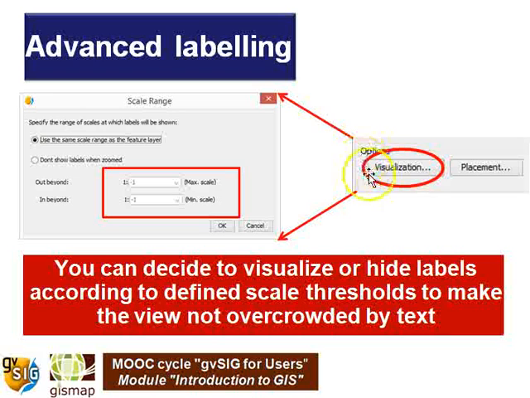I have in visualization options, I can define the scale range. So let's say I can define at which level of zoom the label will be visualized. So in order not to overload my view with labels, according to the user needs, we can define minimum and maximum scale in which labels will be visualized.